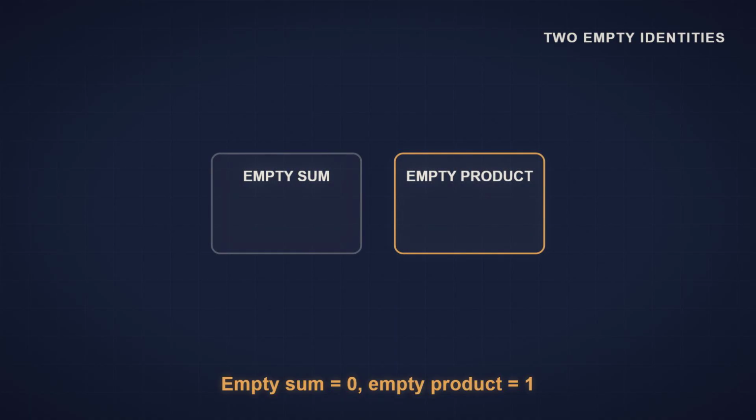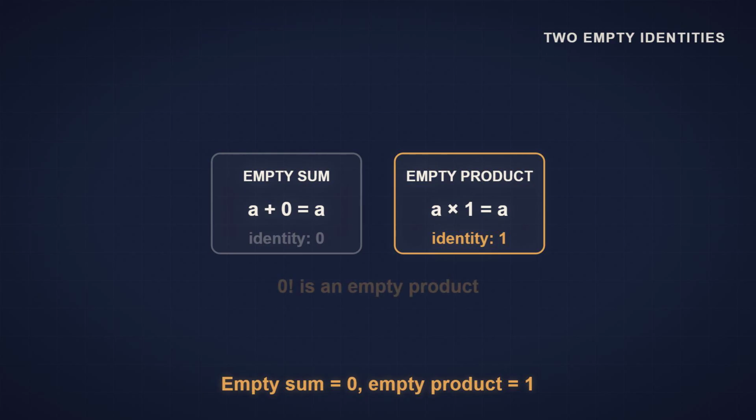0 is neutral for addition because a plus 0 equals a. 1 is neutral for multiplication because a times 1 equals a. 0 factorial is the product of every positive integer less than or equal to 0. That collection is empty, so its product is the multiplicative identity, 1. The rule is not a trick unique to factorials. It is the general convention that makes products behave consistently across empty sets. It also lets products split and recombine even when one portion contains no factors.